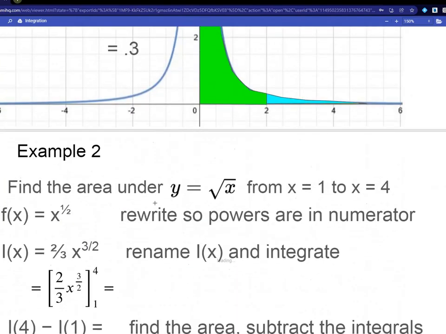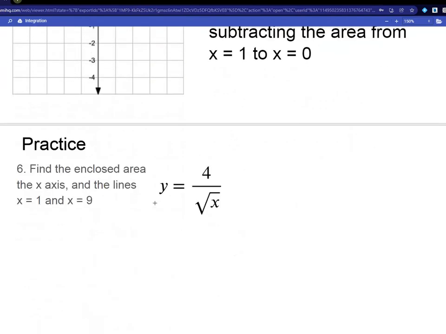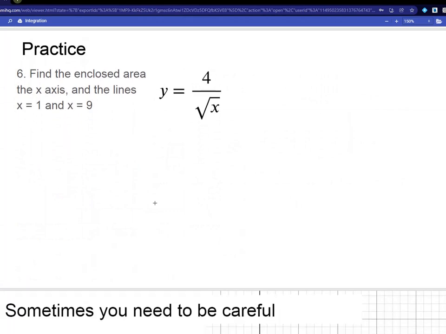What I want you to do is try doing this one. Find the area under the curve from 1 to 9 with this function here.